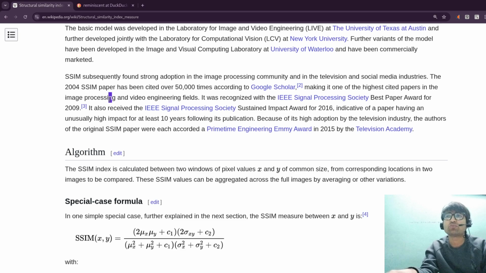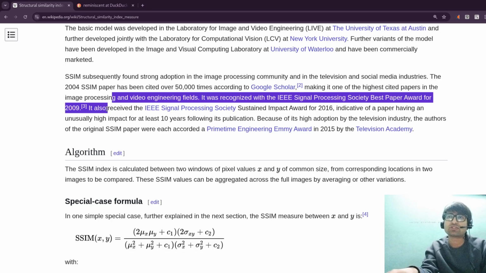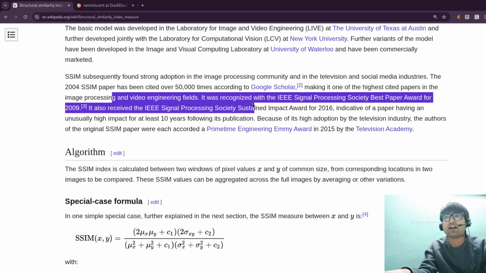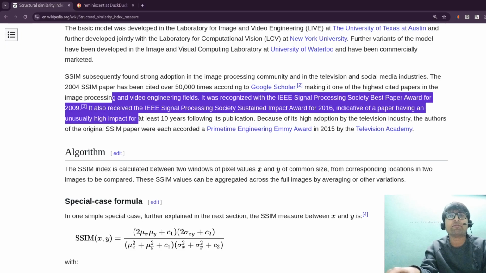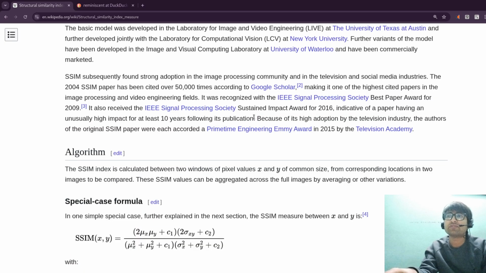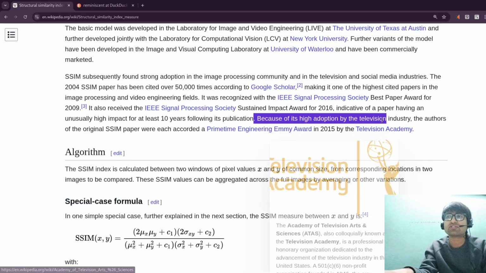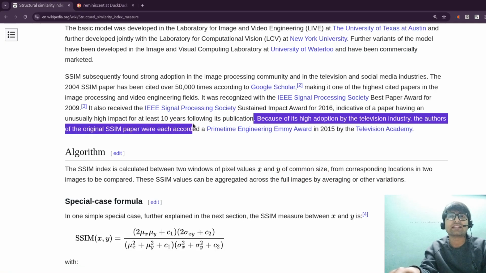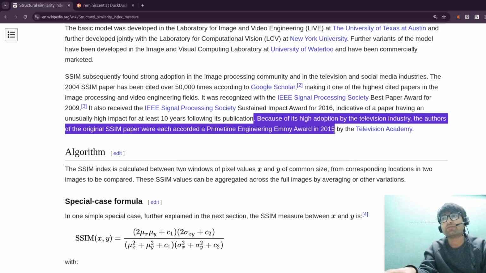It was recognized with the IEEE Signal Processing Society Best Paper Award for 2009. It also received the IEEE Signal Processing Society Sustained Impact Award for 2016, indicative of a paper having unusually high impact for at least 10 years following its publication. Because of its high adoption by the television industry, the authors of the original SSIM paper were accorded the Primetime Engineering Emmy Award in 2015 by the Television Academy.